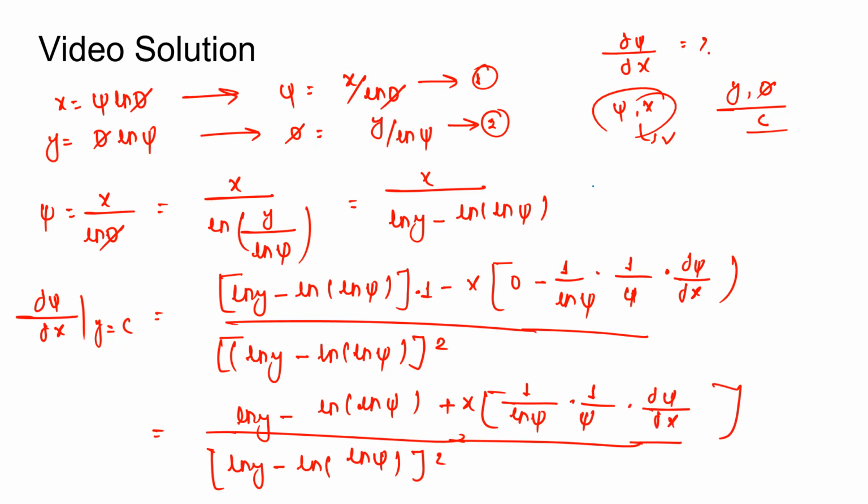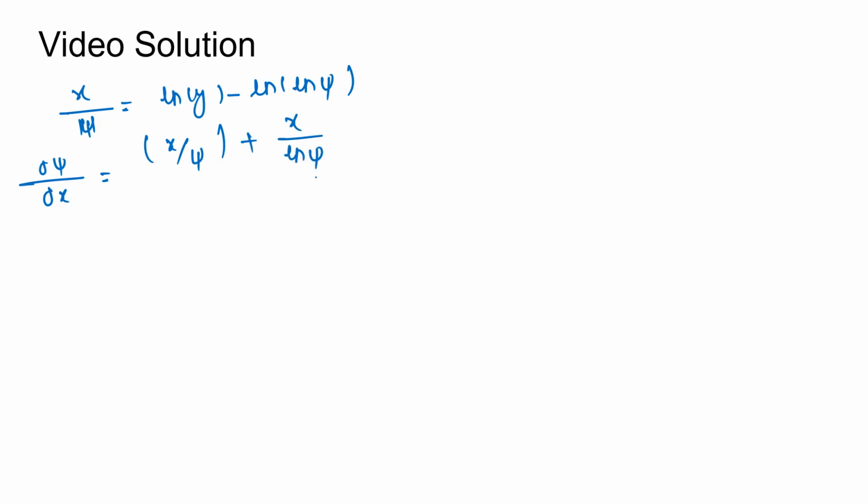Now using equation number 3, we can put the value of ln y minus ln into ln psi from this equation. That will be x upon psi will be ln y minus ln into ln psi. Now we will replace ln y minus ln into ln psi by x by psi in the equations. So that will become del psi by del x equals x by psi plus x by ln psi into 1 upon psi into del psi upon del x divided by x upon psi whole square.